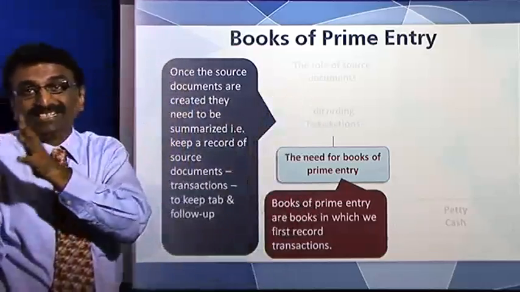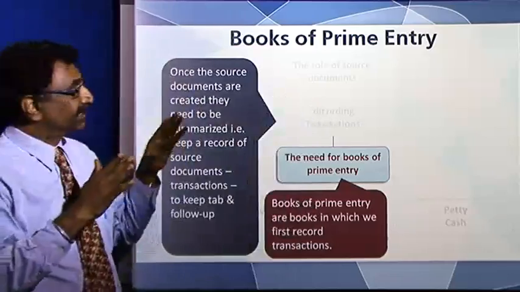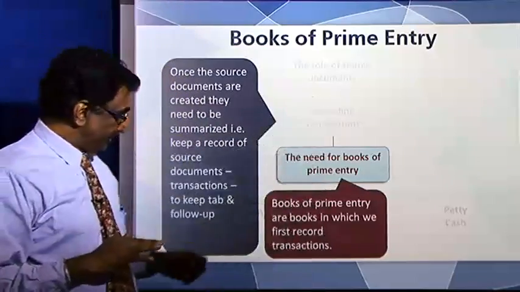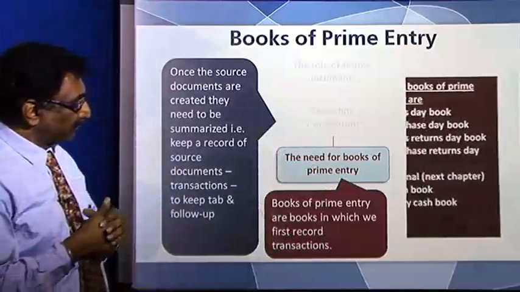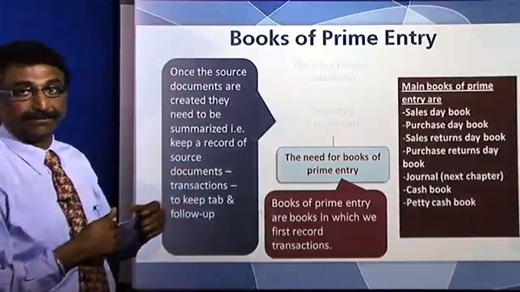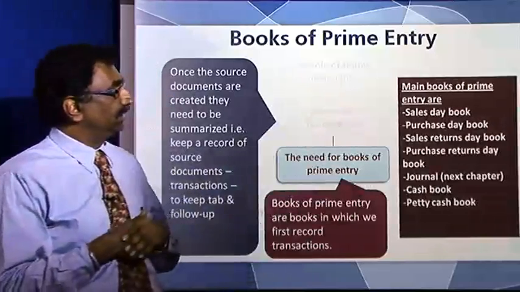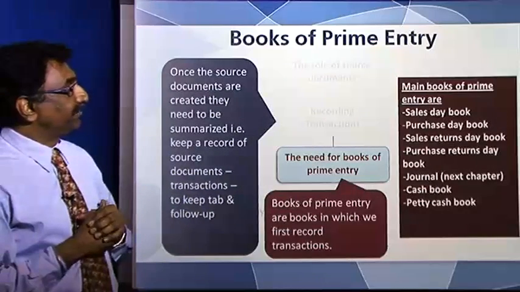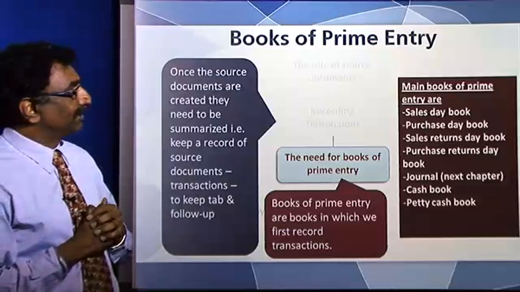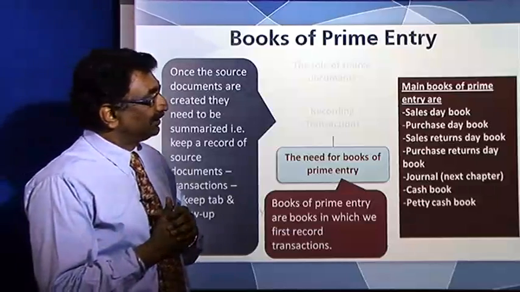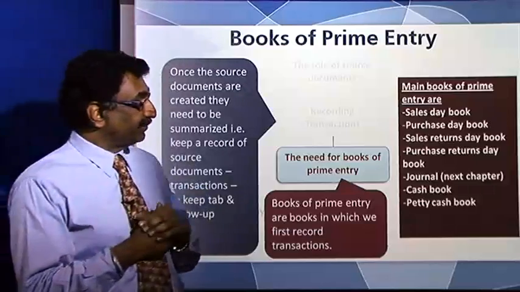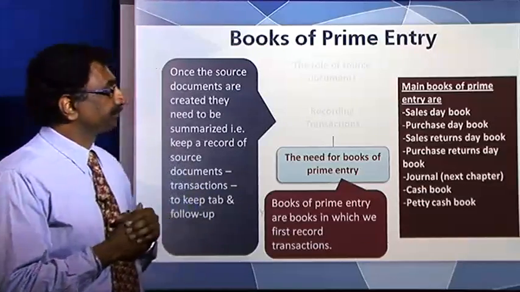Now, there will be multiple levels, as we will see, at which it will get summarized. The first summarizing happens from the source document into various books of prime entry, and the key books which we will see now are the sales day book, the purchase day book, the sales return day book, the purchase return day book, the journal, which will be a part of our next session, and the cash book and the petty cash book.